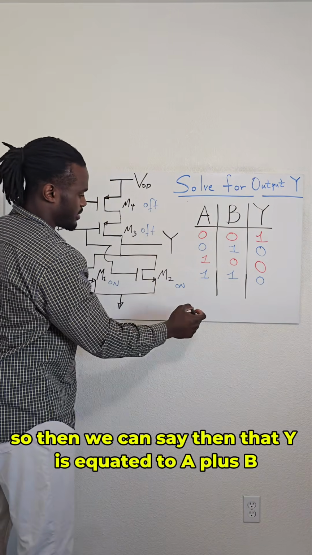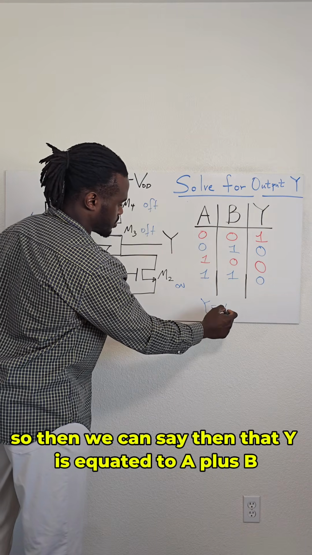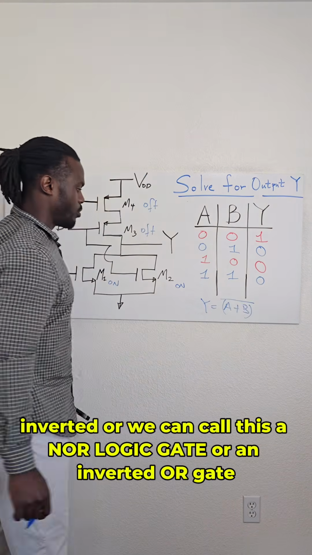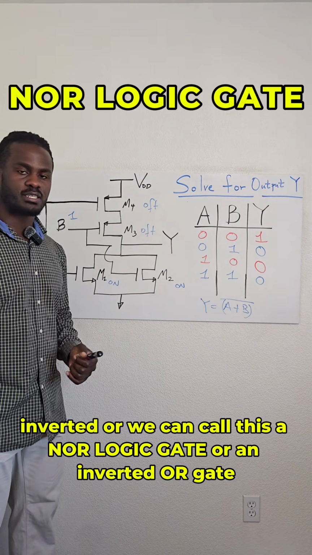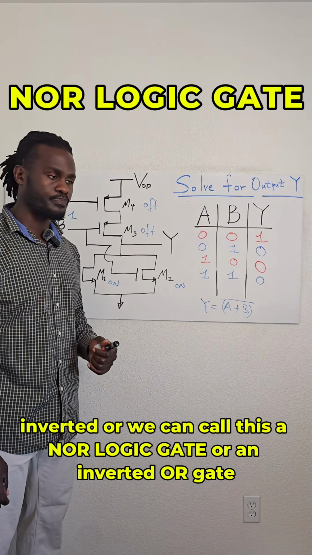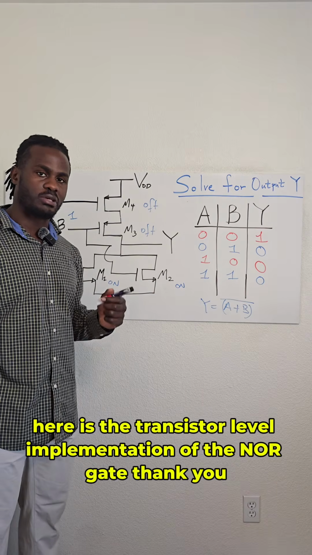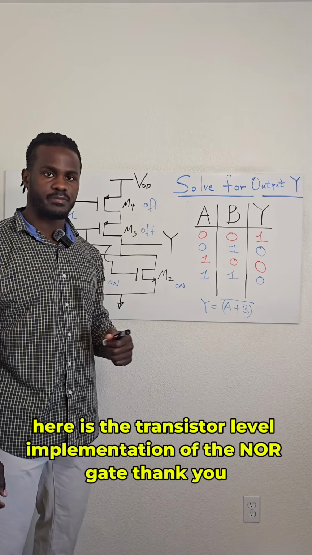So then we can say then that Y is equated to A plus B inverted, or we can call this a NOR gate or an inverted OR gate, where essentially this circuit here is the transistor level implementation of the NOR gate.